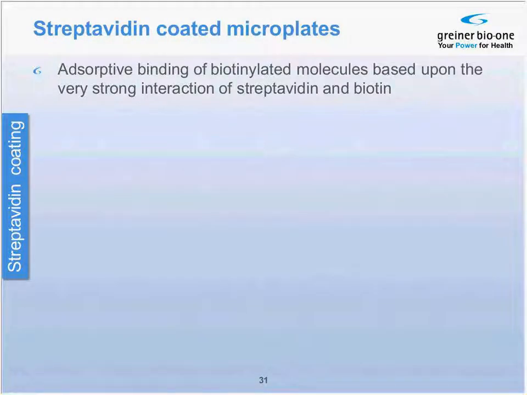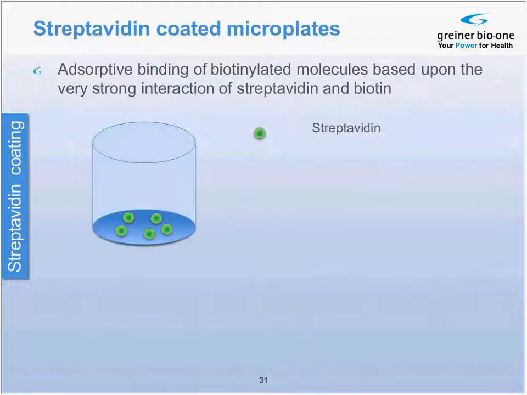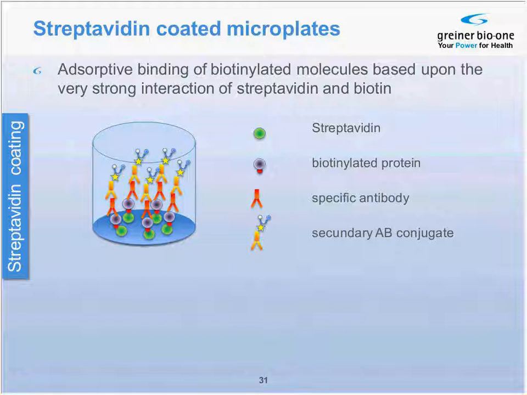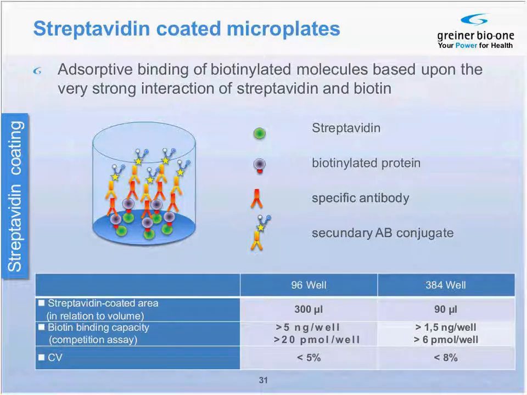For some applications, adsorptive binding to a physically modified polystyrene surface, like high and medium binding surfaces, is not feasible. An alternative is to take advantage of the strong non-covalent interaction between streptavidin and biotin. Here, streptavidin-coated microplates act as a surface on which biotinylated molecules can be attached very effectively and detected with appropriate antibodies. Coated microplates are available in the 96 and the 384 format.